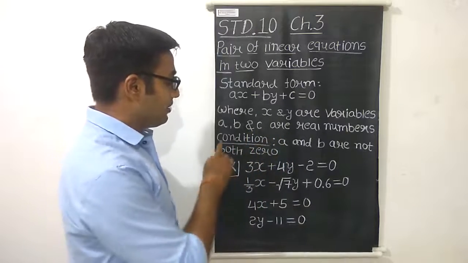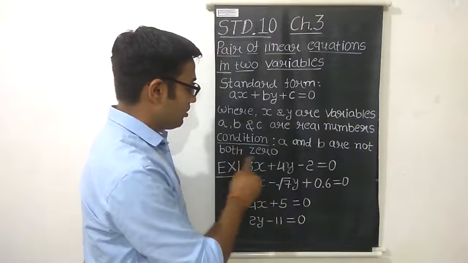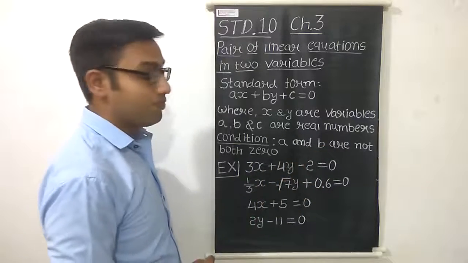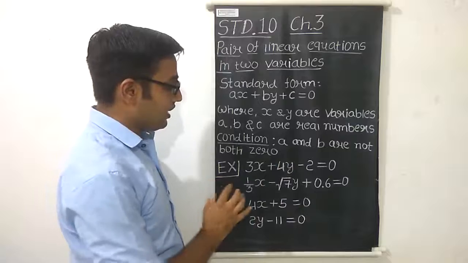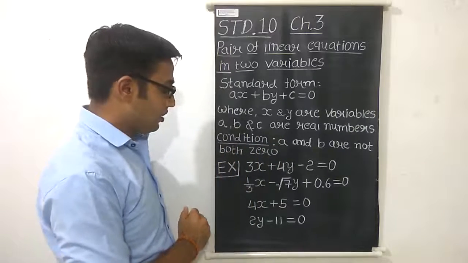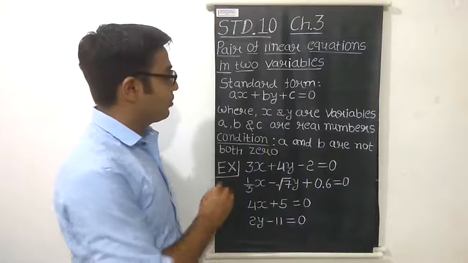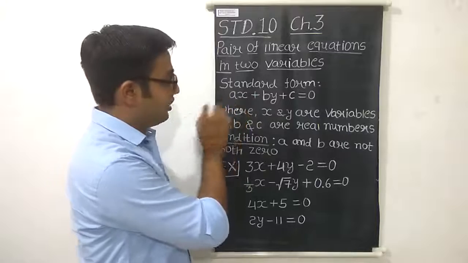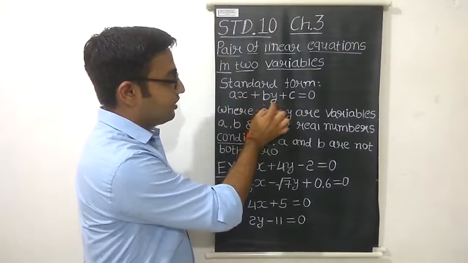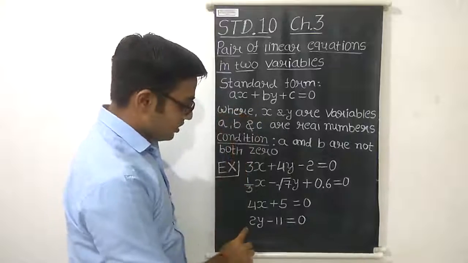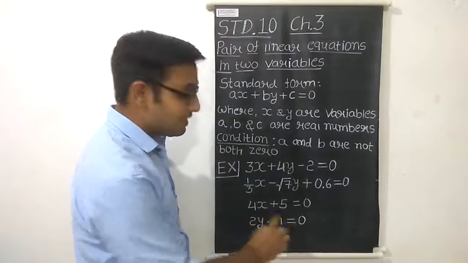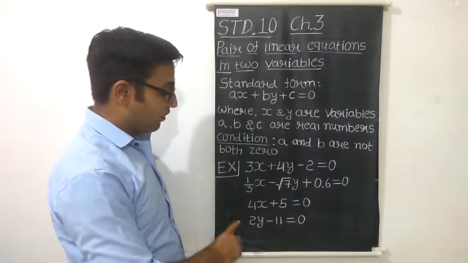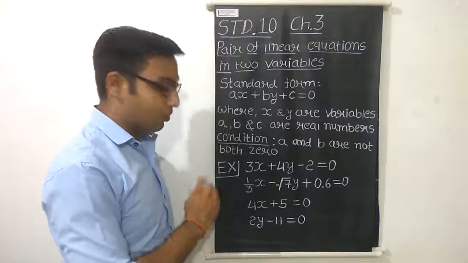Now what is the meaning of this condition that a and b are both not equal to 0, right? The meaning is that suppose a is 0. So what will happen if a is equal to 0? If a is equal to 0, then this term is not there in the equation, so only the y and constant terms are there. This is an example: 2y minus 11 is equal to 0. See here, the x is not there because the coefficient of x is 0.